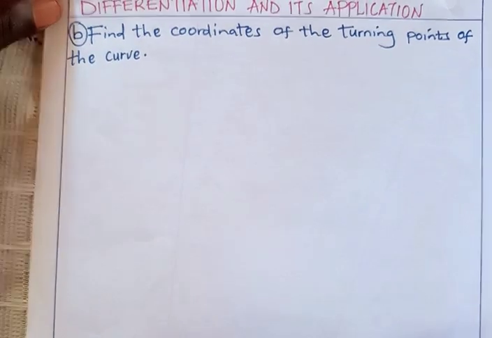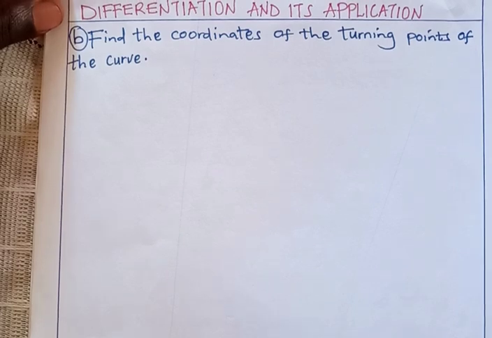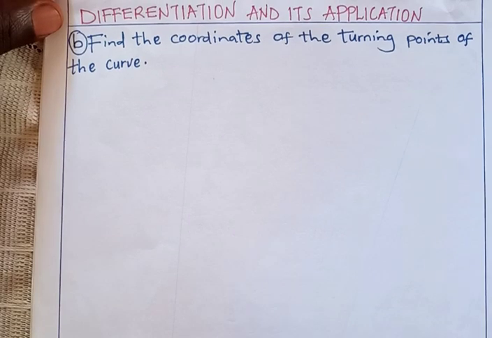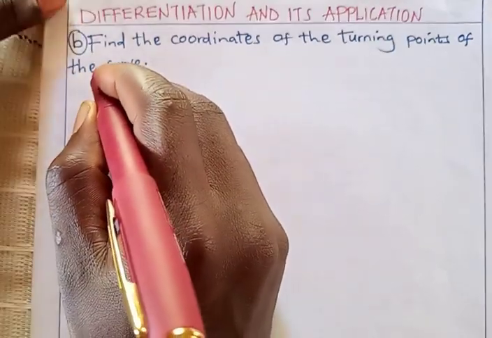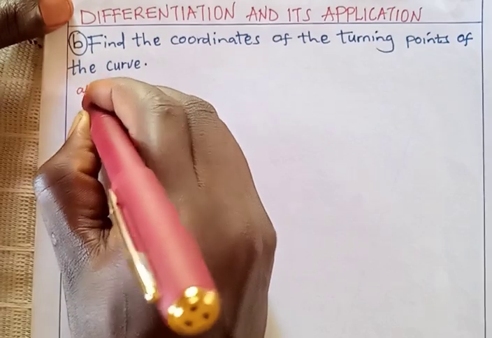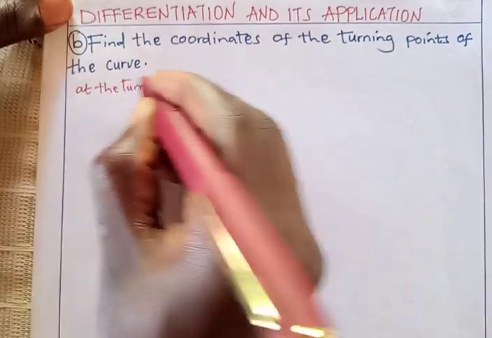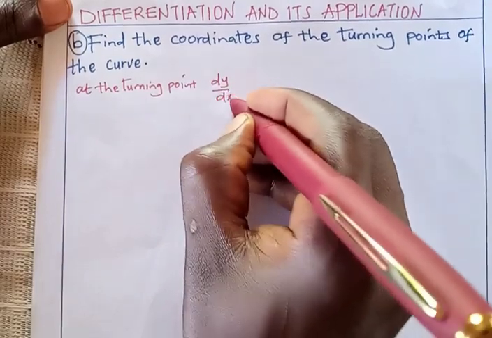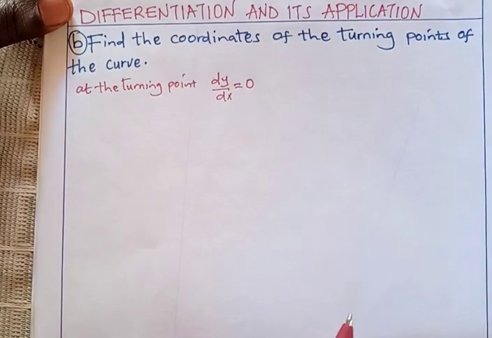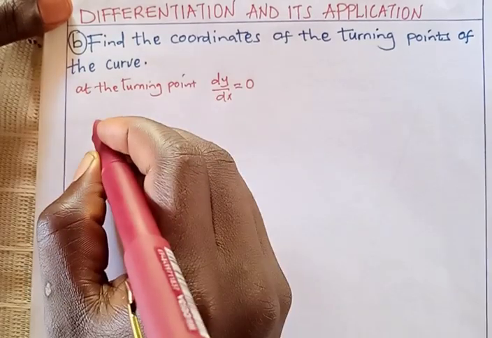The second part of this question, part B, reads: find the coordinates of the turning points of the curve. We need to remember that at the turning point, the gradient dy/dx is going to be 0. Change in y over change in x is going to be 0.